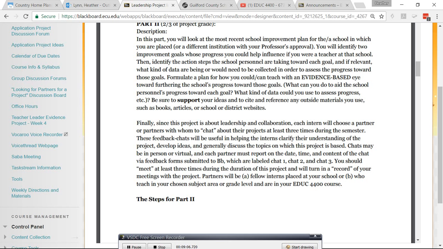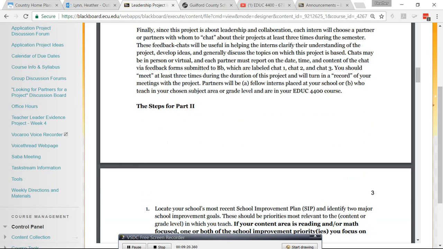So with these 2 identified goals, what can you do to aid the school to get toward that goal? What would you do in your own classroom, and what kind of data would you even use in your own classroom to look for progress? So try to support your ideas and cite your references. Again, we use APA in this class, and that's very important.